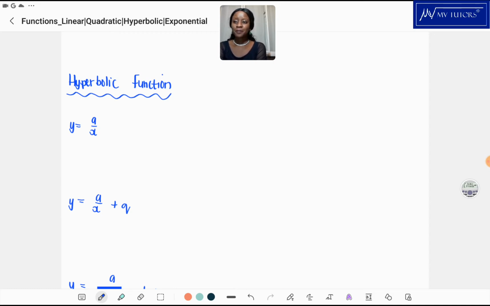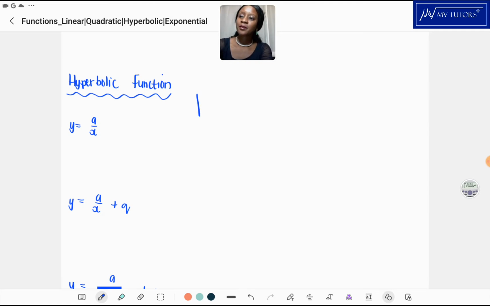All right, so what is the hyperbolic function? I believe in grade 10, or maybe it started in grade 11, you learned the basic hyperbolic function. And how did it look when it was basic?